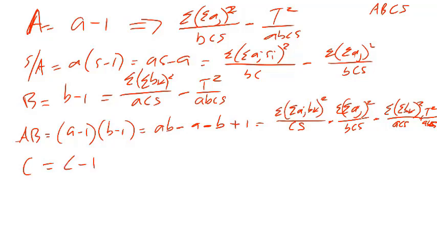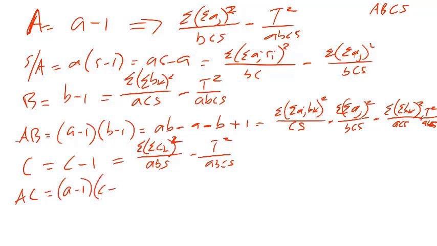C minus 1 equals sum of C, I don't know, CL squared over ABS, right? Yeah. Minus T squared over ABCS. Then we're going to have AC equals A minus 1, C minus 1.